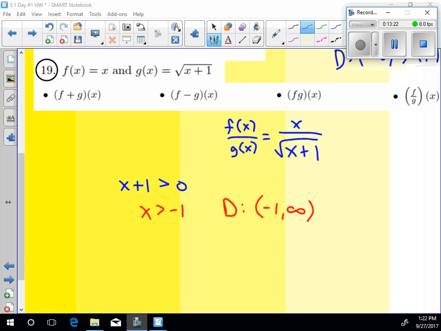Okay. Would that be an acceptable way to write that function? Yeah, you could do that. That's fine. Yeah. Cool.